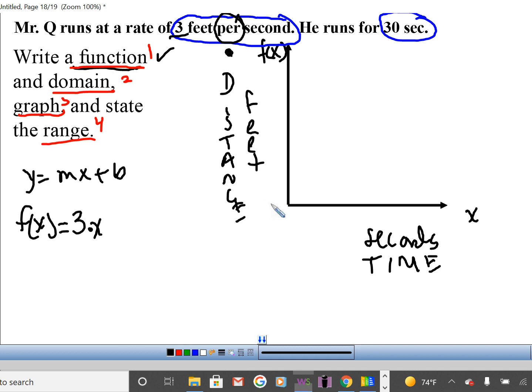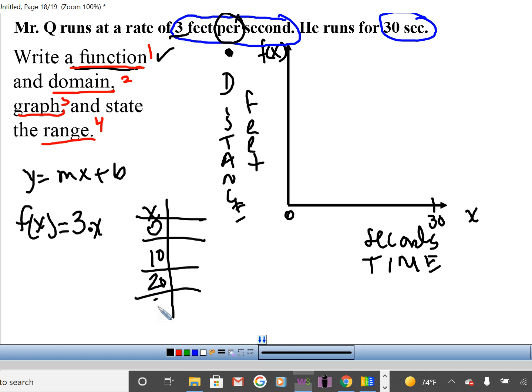Let's go to domain. If I start running, I always start from 0, yes? How much am I going to run in regards to seconds? 30. Not forever, because I'm going to get tired. And then I just go by increments of whatever, so you create your domain. Hold on really quick. Increments of, I'm going to use 10, 20, 30.